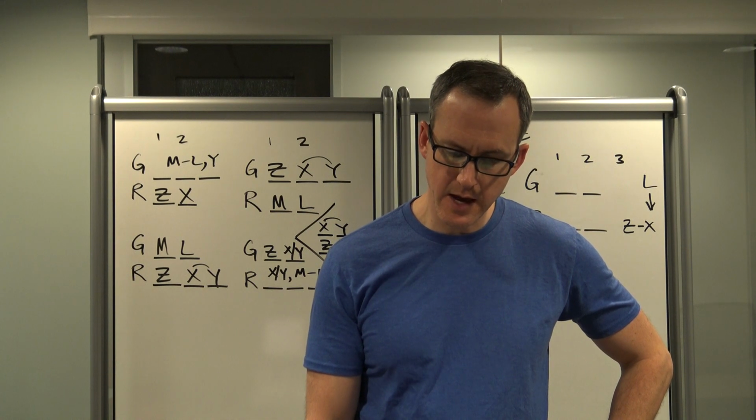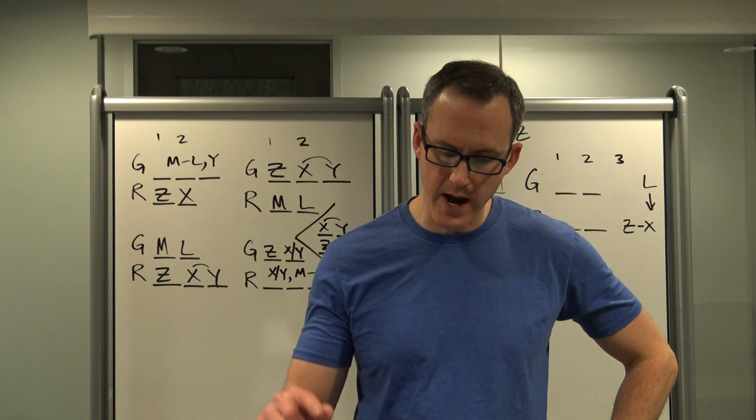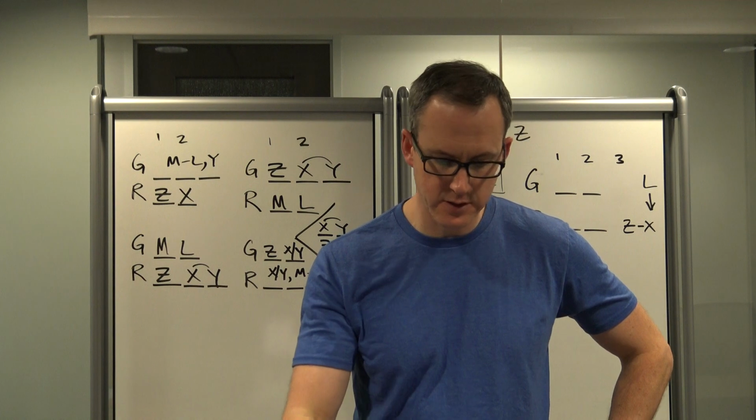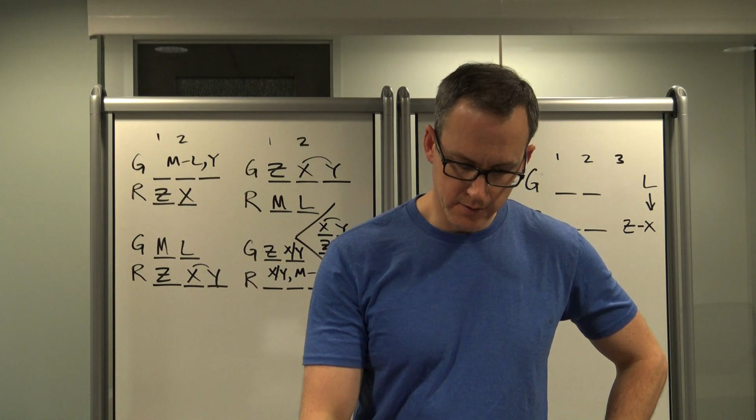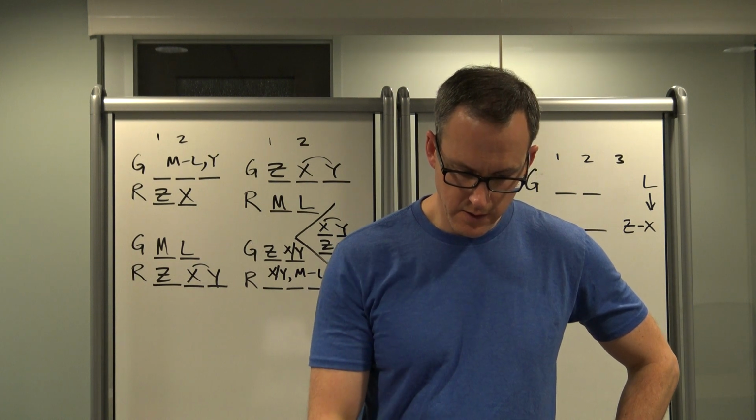Oh, and then Z has to be, or Y and X can't be before Z. That's a huge problem in B, so the answer is A. Okay, let's go to the next one.